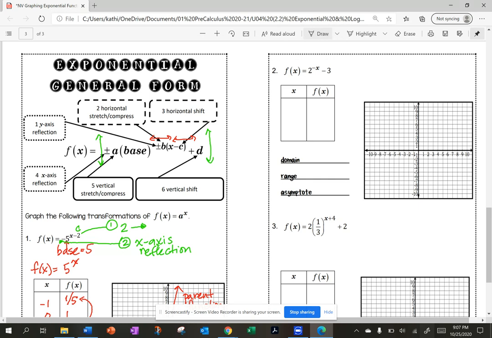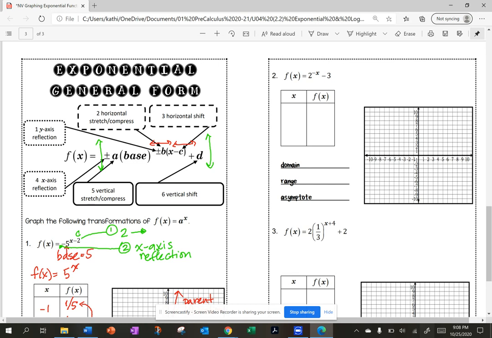Okay, so I'd start with the parent function. My exponent is with this 2. So I know 2 is my base. So my parent function is f of x equals 2 to the x. So -1, 0, and 1. I'm substituting into my equation. 2 to the 1 is 2. 2 to the 0 is 1. And 2 to the -1 is 1/2. So I know these two are reciprocals of each other.